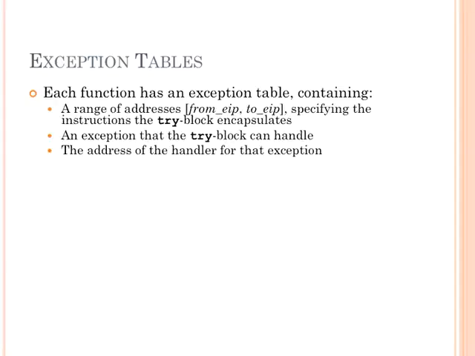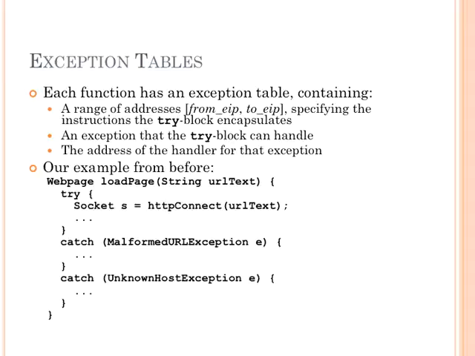Exception tables have a small amount of information stored in them. They have a starting instruction pointer and an ending instruction pointer. Those tell the extent of the try block that we care about. You have the exception that you care about from that try block. So if you say malformed URL exception is one of the ones I catch, then that would be recorded in the exception table. And then the handler's address for that exception type is also recorded in the exception table. So we have 4 values in each row.